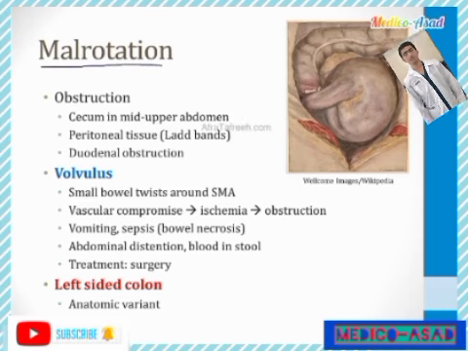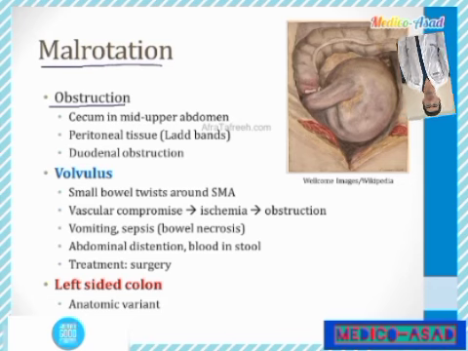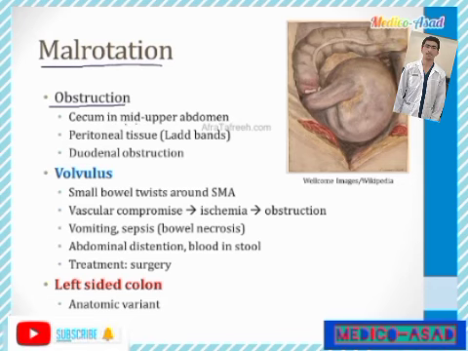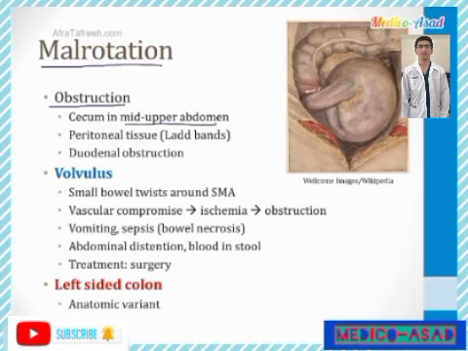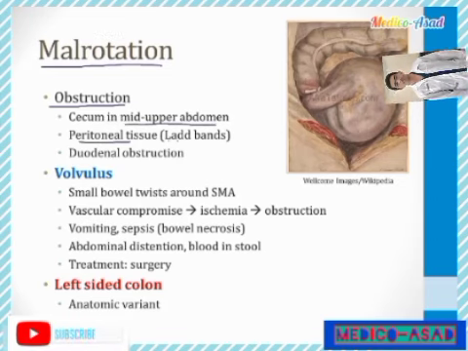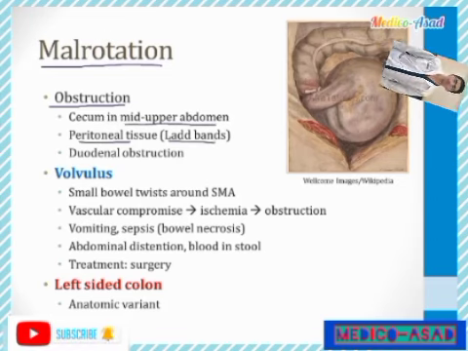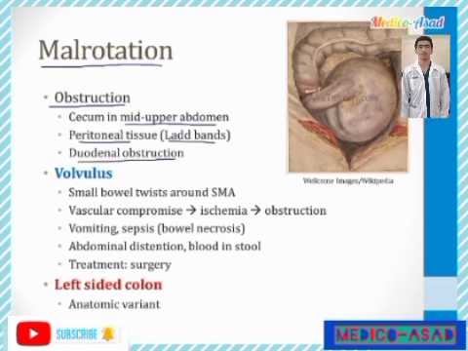When this process does not occur normally, it leads to malrotation of the gut, and this can cause a number of clinical problems. First of all, it can cause a bowel obstruction. The way this often happens is the cecum winds up in the mid-upper abdomen. When it winds up here, it stretches the peritoneum and creates bands of peritoneal tissue, fibrous bands called Ladd bands. These bands cross the duodenum, and they often lead to duodenal obstruction.